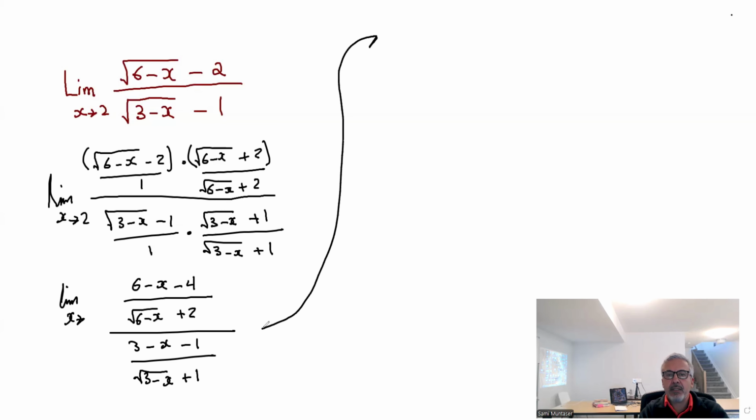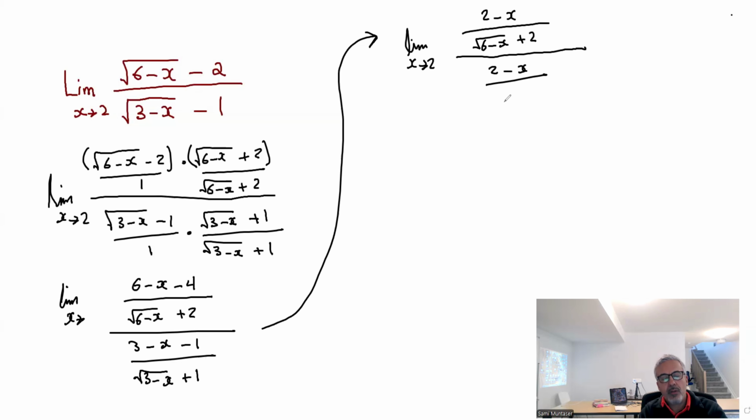And now we're just going to take this to here. Now 6 minus 4 is 2, so on top here you're going to get, and of course we cannot forget writing the limit as x goes to 2, 2 - x all over √(6 - x) + 2. And here the same thing, 3 minus 1 is 2. So that's going to be 2 - x all over √(3 - x) + 1.